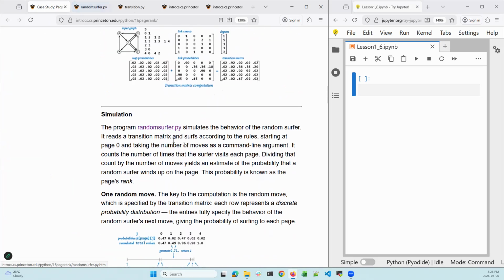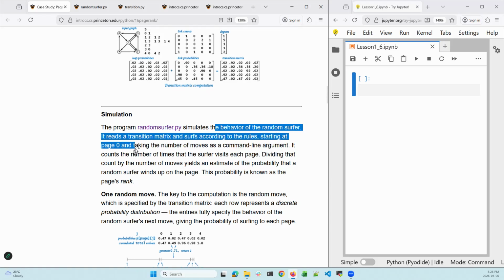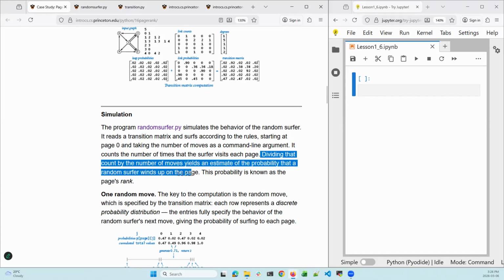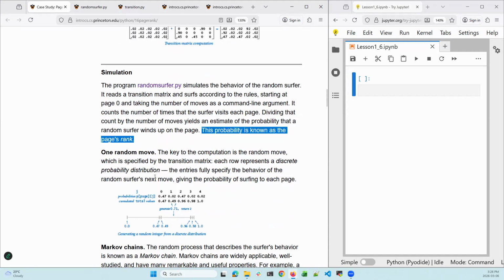So this is the actual program, random surfer. The program random surfer simulates the behavior of the random surfer. It reads a transition matrix and surfs according to the rules, starting at page 0, taking the number of moves as a command line argument, and counts the number of times that the surfer visits each page. Dividing that count by the number of moves yields an estimate of the probability that a random surfer winds up on the page. This probability is known as a page's rank.